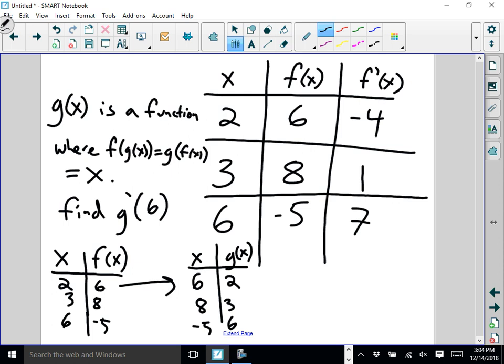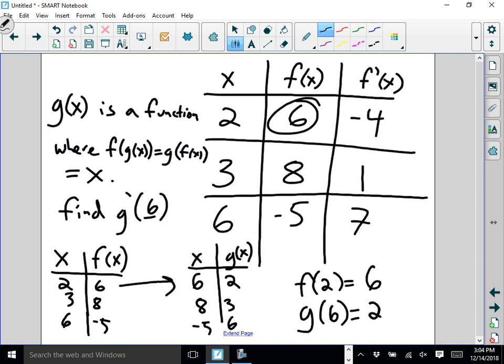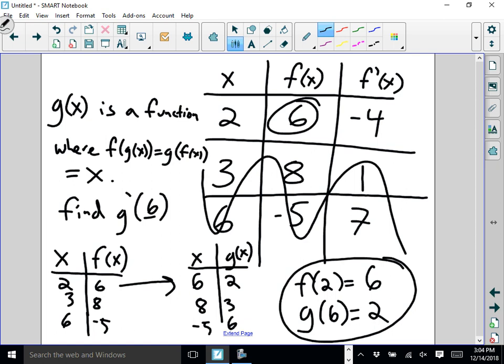So, as I'm asked about g'(6), I actually want to look for 6 in the y column, not in the x column, right? So I know that f(2) equals 6. Therefore, I must know that g(6) equals 2, and I know that these two are the points that correspond, right? So this whole part of the table is not helpful for us, okay? It's there to distract you and to get you the wrong answer.